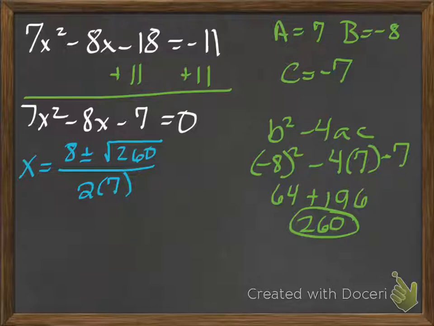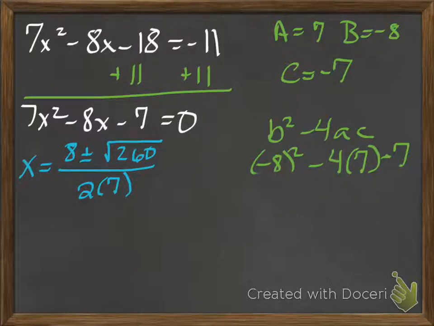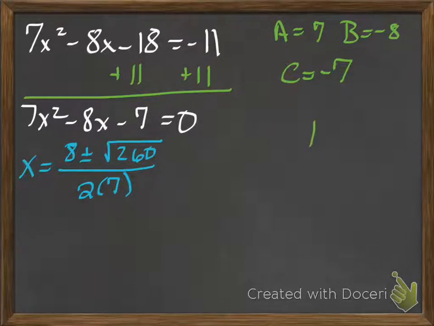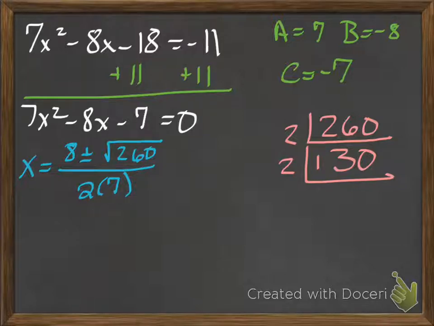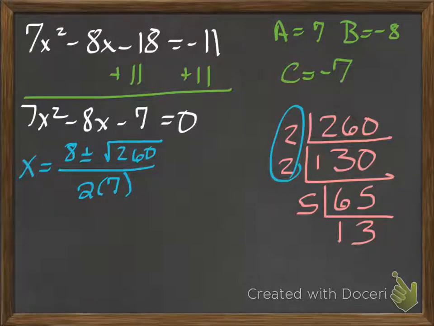Well, remember back on Monday, we talked about square roots and pulling things out. So let's look at 260. Is there anything that I can pull out of 260 and simplify that square root? 2. 2, leaves me 130. 2, leaving me 65. 5, leaving me 13. Is 13 prime? Okay, is there any sets? I have a set of 2's. And so I'm going to rewrite this: 8 plus or minus 2 times the square root of 5 times 13, which was 65, all divided by 14.